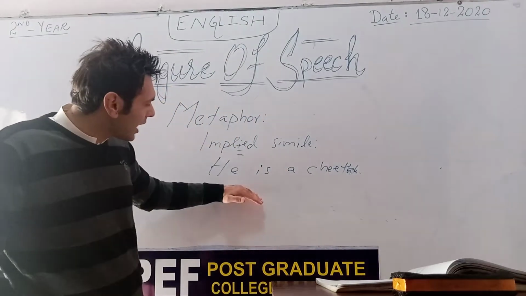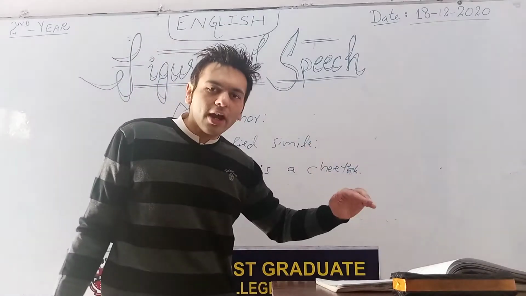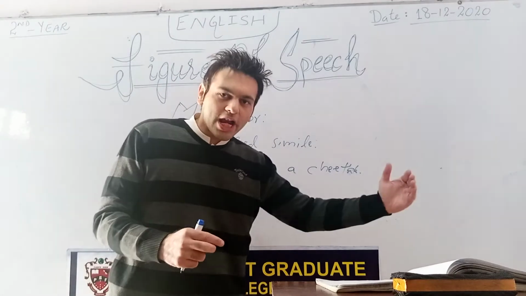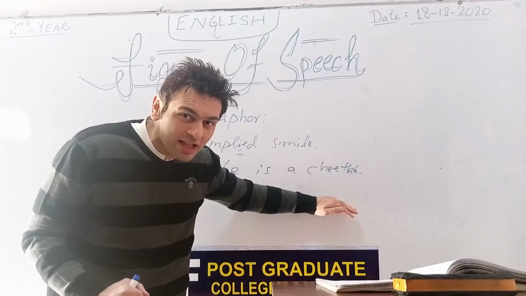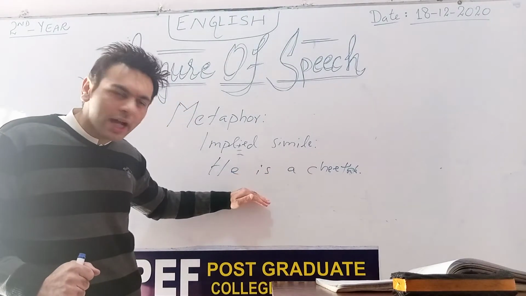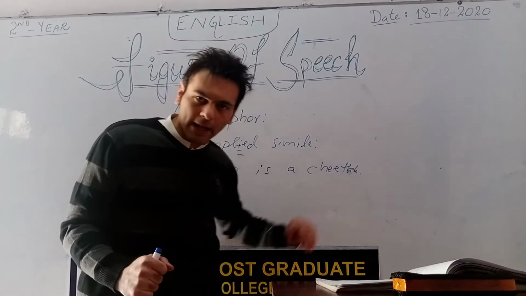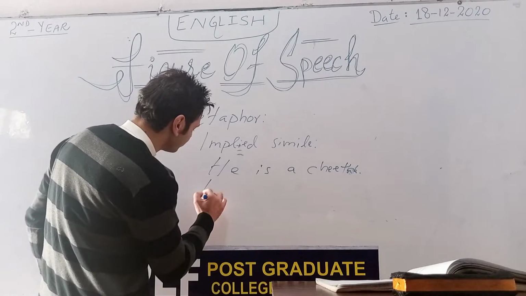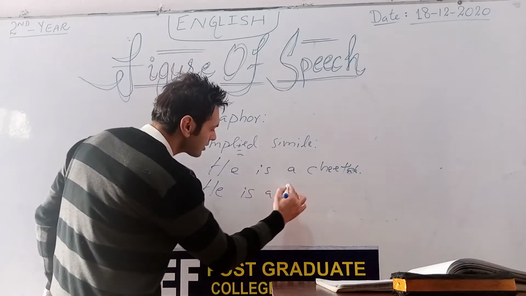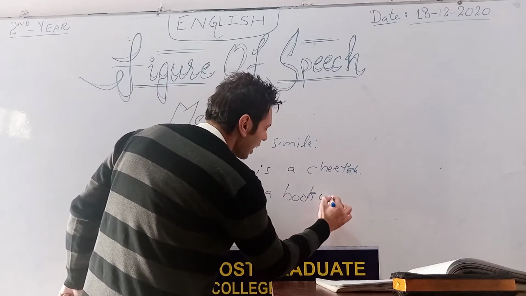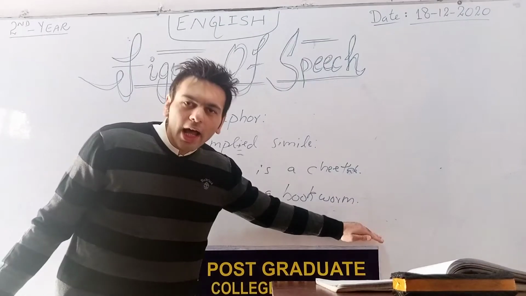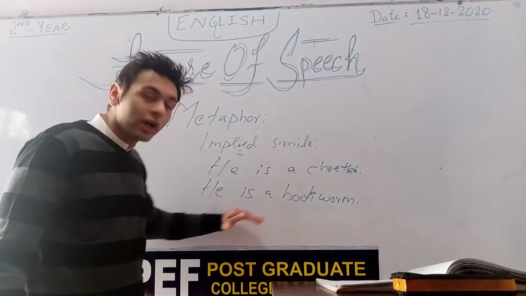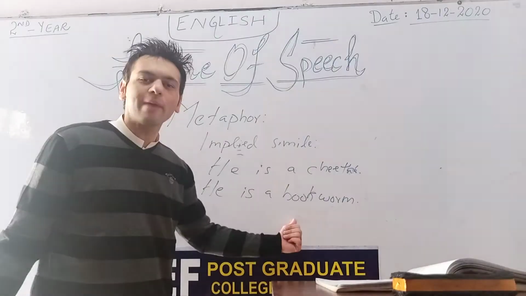So यहां पर अगर आप देखें I am giving a complete package. यहां पर मैं ये like का इस्तेमाल नहीं कर रहा, मैं as का इस्तेमाल नहीं कर रहा, rather मैं क्या कह रहा हूं कि वो चीता है. He is a bookworm. वो किताबी कीड़ा है. अगर मैं ये कहता हूं कि वो किताबी कीड़ा है, that is metaphor.